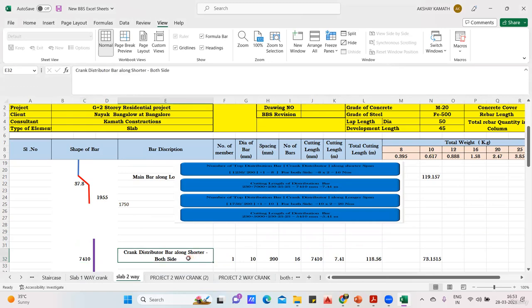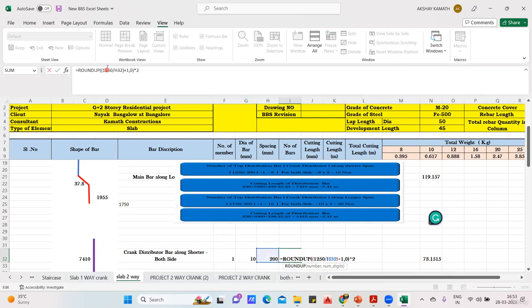So crank distributor bar along the shorter span. So one, it's a 10 diameter bar. Spacing is 200. So number of bars: you are putting along this span, so you have to take the opposite length. So L by 4, that is 5000 divided by 4 will be 1250. 1250 divided by 200 plus 1 you do, and you round it up. But we want to find the crank on both sides, so this answer I'll multiply by 2.